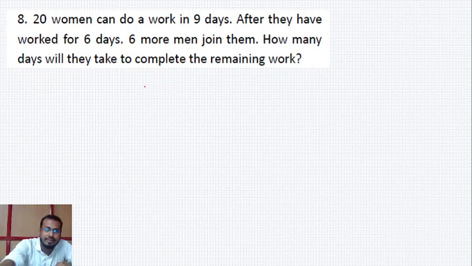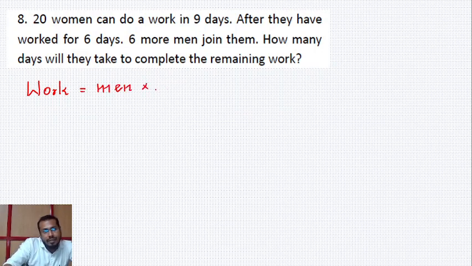And next question. 20 women can do a work in 9 days. After they have worked for 6 days, 6 more women join them. How many days will they take to complete the remaining work? So for this question, we had a separate formula, that is work is equal to men into days. So don't forget this, men into days. We call this men days.